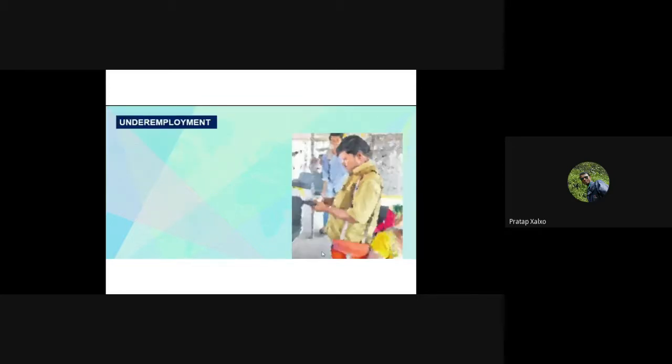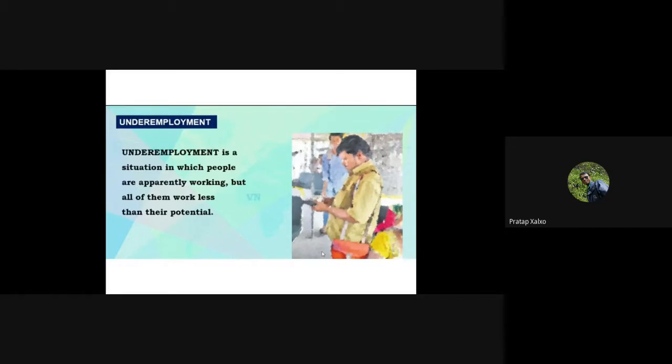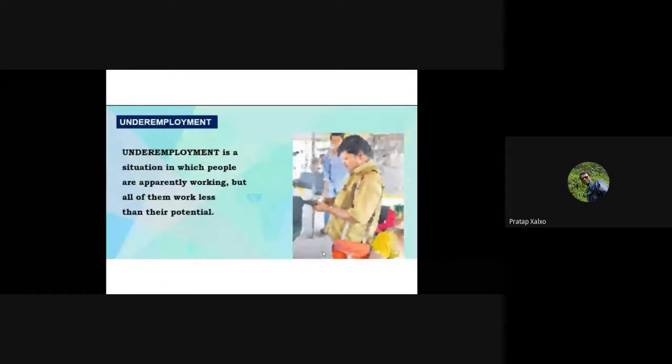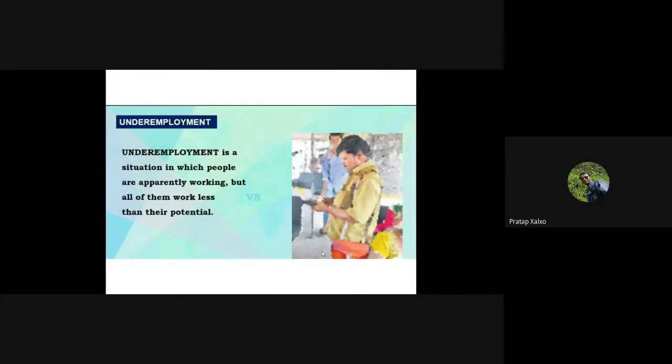Then there is underemployment. Underemployment is a situation in which people are apparently working, but all of them work less than their potential. Say a graduate or postgraduate is doing the work of a bus conductor. Then we will say that he is underemployed.